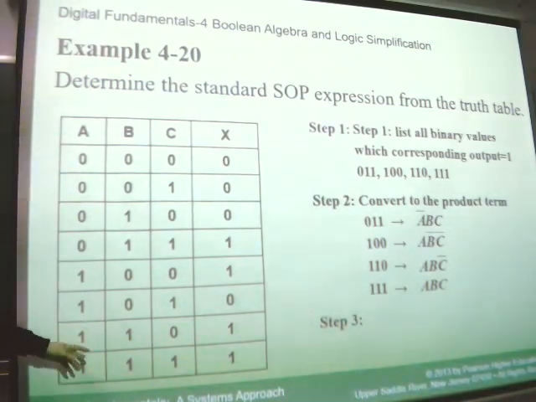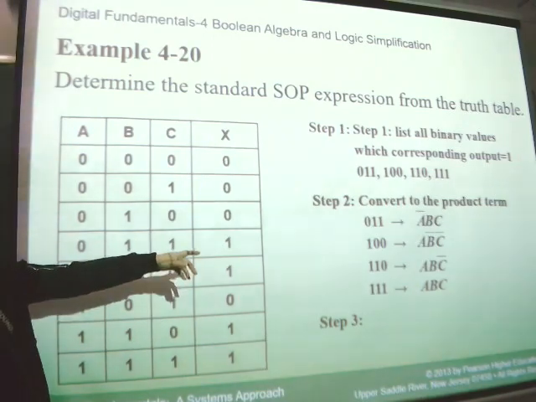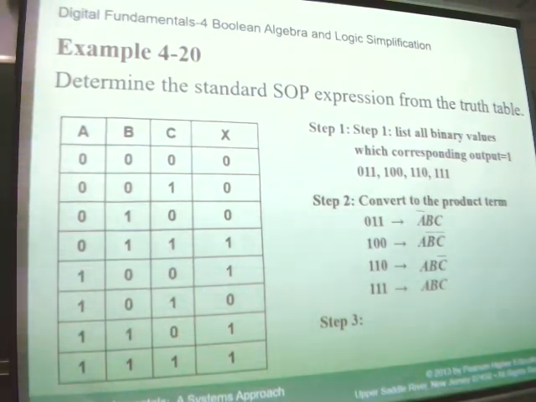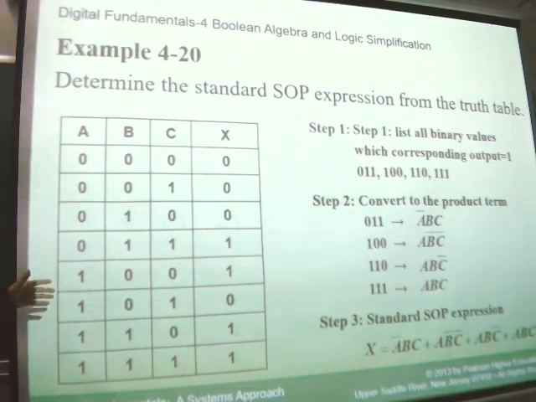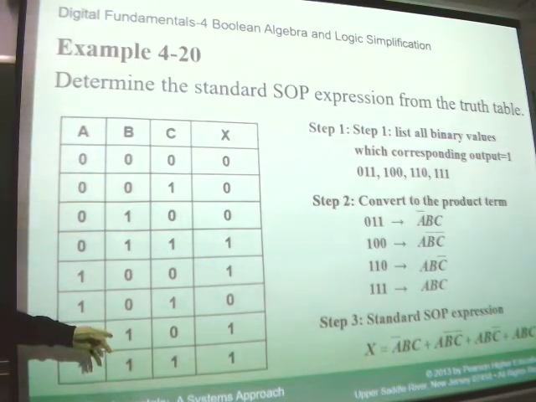sum the product terms. Sum the 4 product terms to generate the standard SOP expression. Right? Like this. So from this we know that if we know the truth table, then we can get the standard SOP form expression.